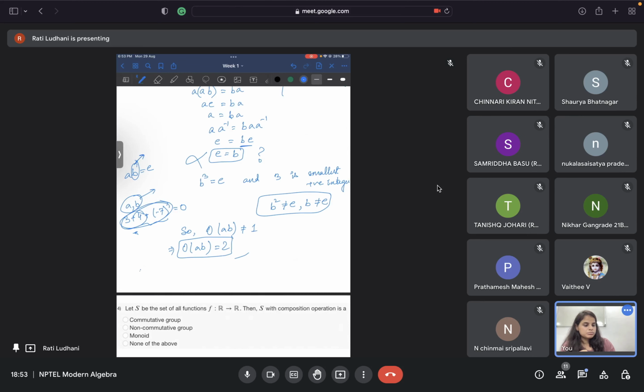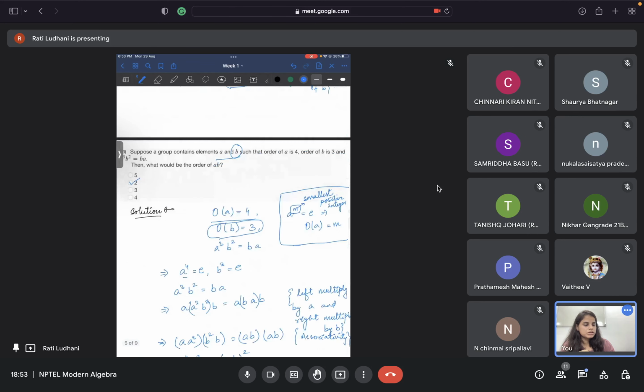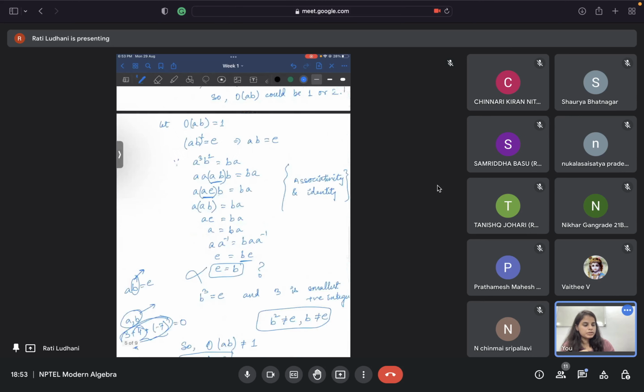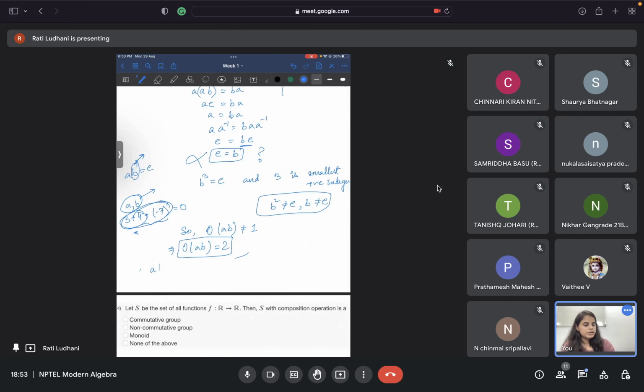Exactly. So this is not abelian also, no? Okay, so basically what I mean is AB is equal to identity. This implies B should be the inverse of A. You can prove this. And now, if you know the inverse of any element should have the same order, then order of A should be equal to order of B. This will also prove that this is not possible.